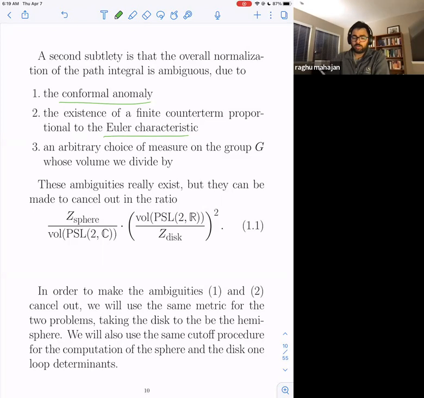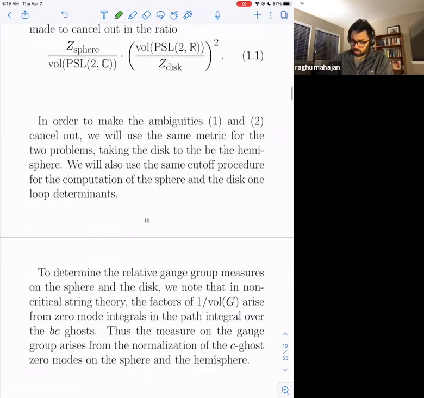And to deal with 1 and 2, what we did was, usually we think of the disk as having the flat metric, but one can equally think of it as the hemisphere, so half of a sphere. So that is what we do. We take the metric on the sphere to be a hemisphere, so it has Ricci scalar also positive. So then it's easy to deal with the conformal anomaly and things like that.